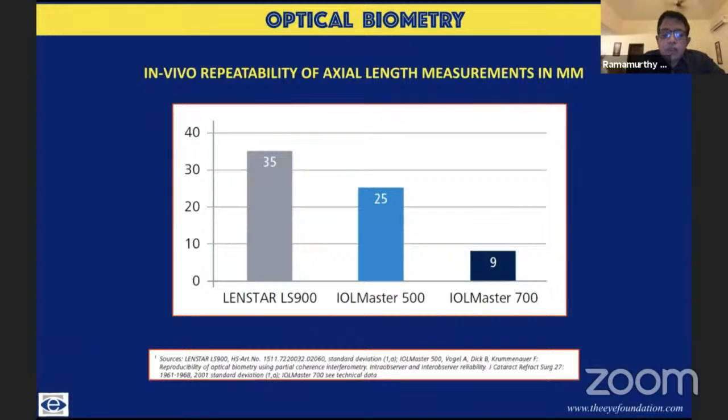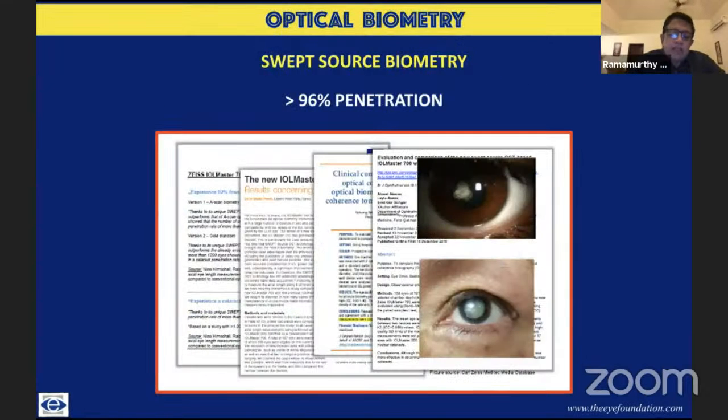This is a study which showed that with the IOL-Master 700, the repeatability of axial length measurements is in the range of about just 9 microns. And with the IOL-Master 500, it's 500 microns. With LensStar, it again ranges between 20 to 35 microns, which is almost 1/10 of the error that you could get with the immersion A scan. And that's the reason that these instruments work very accurately.